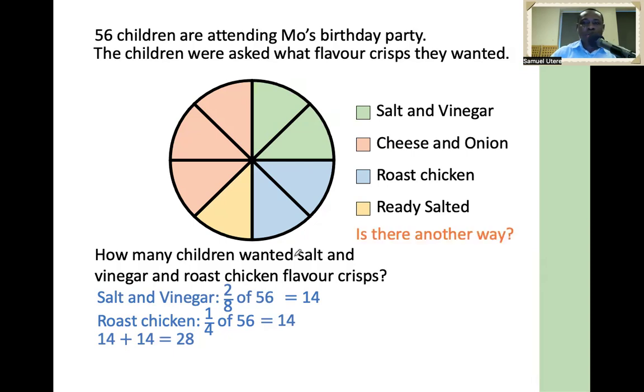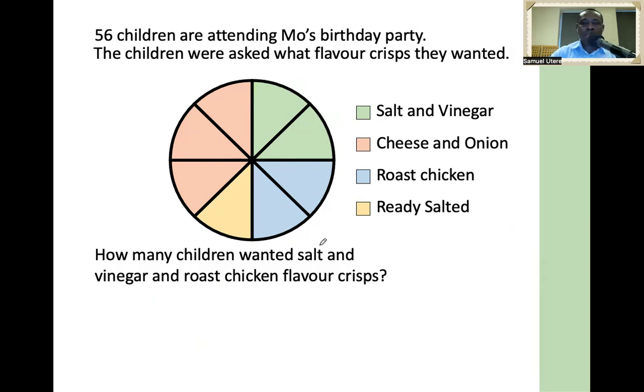But is there another way? Well, think about it. We have salt and vinegar, we have roast chicken, and you can see that it occupies half. Both things that we're considering occupy half of the pie chart. So we could have simply said half of 56, which will give us 28.